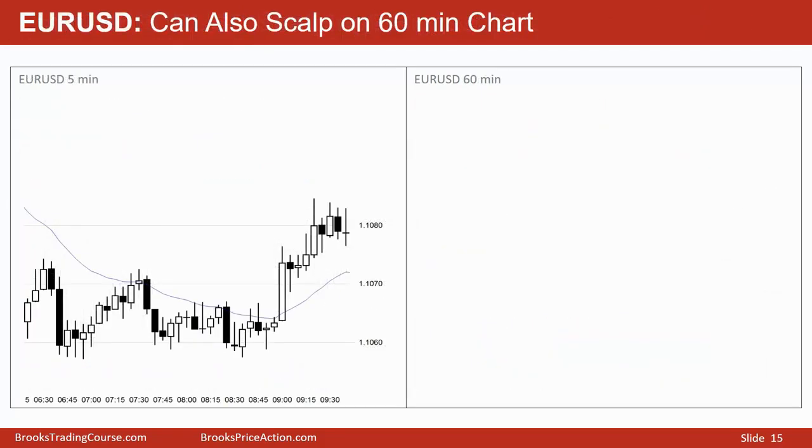You can also scalp on higher time frame charts in the Forex market. Again, this is a 5-minute chart of the euro versus the dollar. And on the right, I'm going to put up a 60-minute chart in a minute. Now, you need at least a 10 pip profit target to make scalping work. That's the absolute minimum you need to consistently make money as a scalper. If you try scalping for only 3 pips or 5 pips, you almost certainly will lose money.